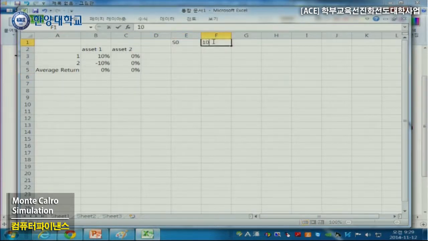S0 is 100. Then our money, value 1 and value 2, is this one multiplied by 1 plus the return. So I mean, return is 10%. If we invest $100, first year return is 10%. Our money should be 110.